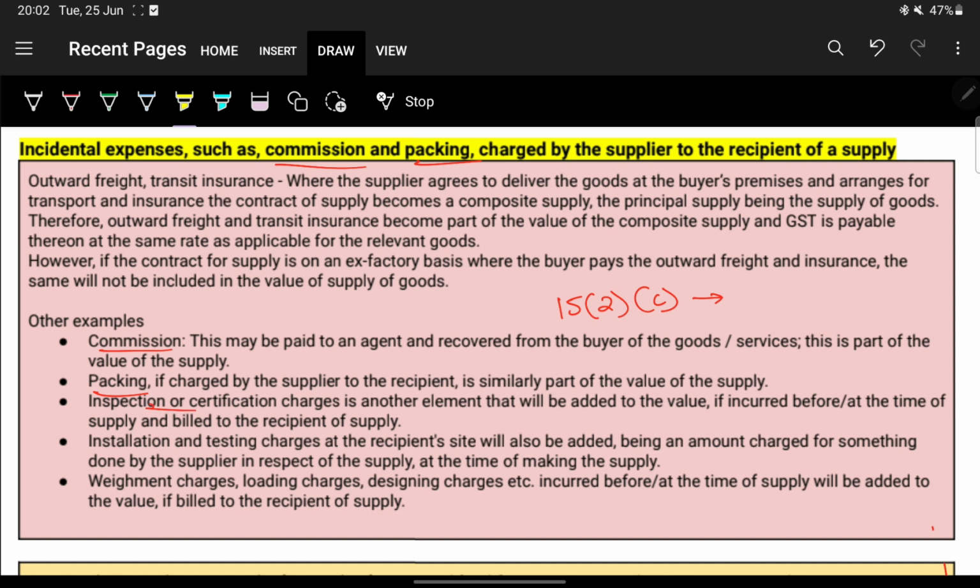Next, inspection or certification charges. This is also an incidental expense only, if it occurred before or at the time of supply, and if it is billed to the recipient. So if it is being generally done.